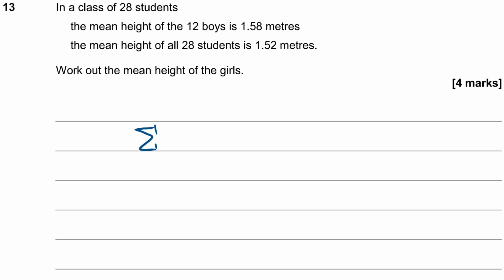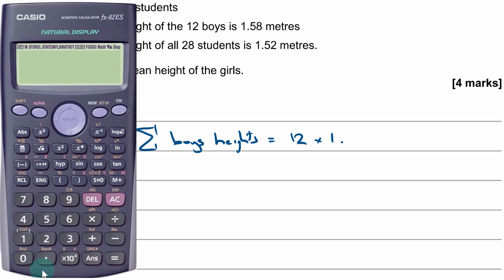So the sum of boys' heights is going to be equal to 12 lots of 1.58. So the heights of all the 12 boys are going to add up to 12 times 1.58, which is 18.96. So they all add up to 18.96. And we know that the mean height of all 28 students is 1.52 metres.